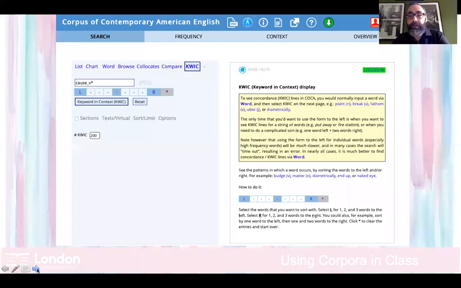Another feature of the corpus is the quick, which is the keyword in context. So I might want to know in which context usually a word is used. And again, I will go with cause and POS, part of speech. I want it as a verb. And as you see here, it will tell you words that appear to the right, words that appear to the left of cause. And if you click on the keyword in context, this is what you will get.